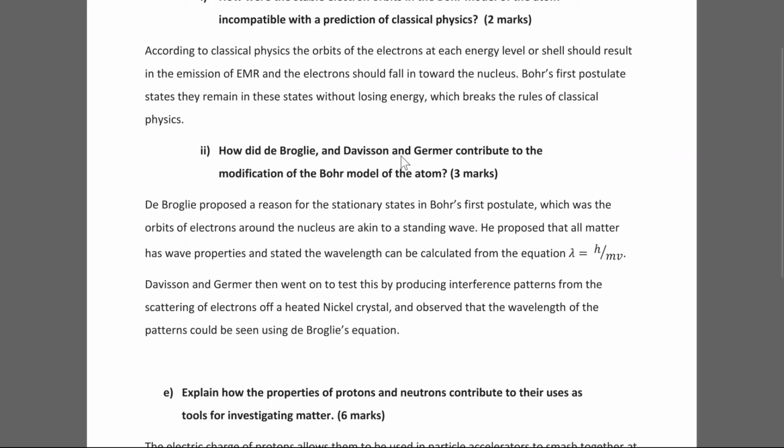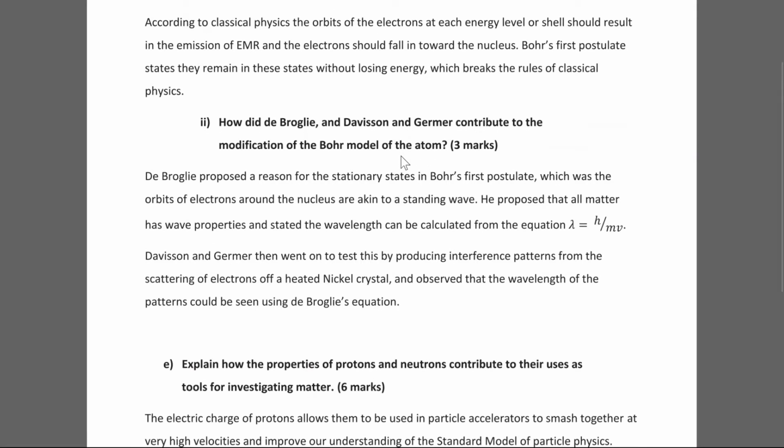So part 2 says, how did de Broglie and Davisson and Germer contribute to the modification of the Bohr model of the atom? So that's a 3-mark question. So, de Broglie proposed a reason for the stationary states in Bohr's first postulate, which was that the orbits of the electrons around the nucleus are akin to a standing wave. He proposed that all matter has wave properties, and stated that the wavelength can be calculated from the equation lambda equals h over mv.